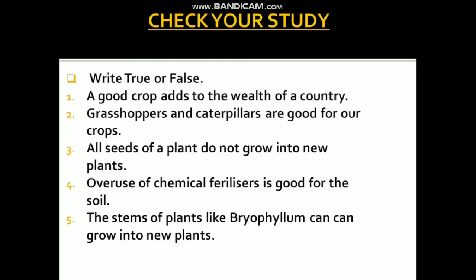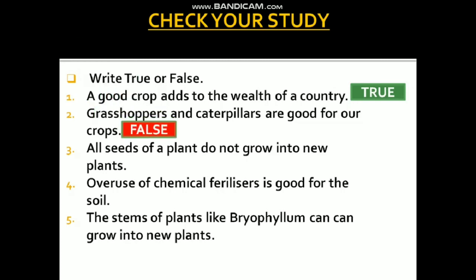Okay. So next question is, write true or false. A good crop adds to the wealth of the country. True or false? A good crop adds to the wealth of the country? Yes, so it is true. Grasshoppers and caterpillars are good for our crops. Are they good for our crops? No, they spoil our crops.